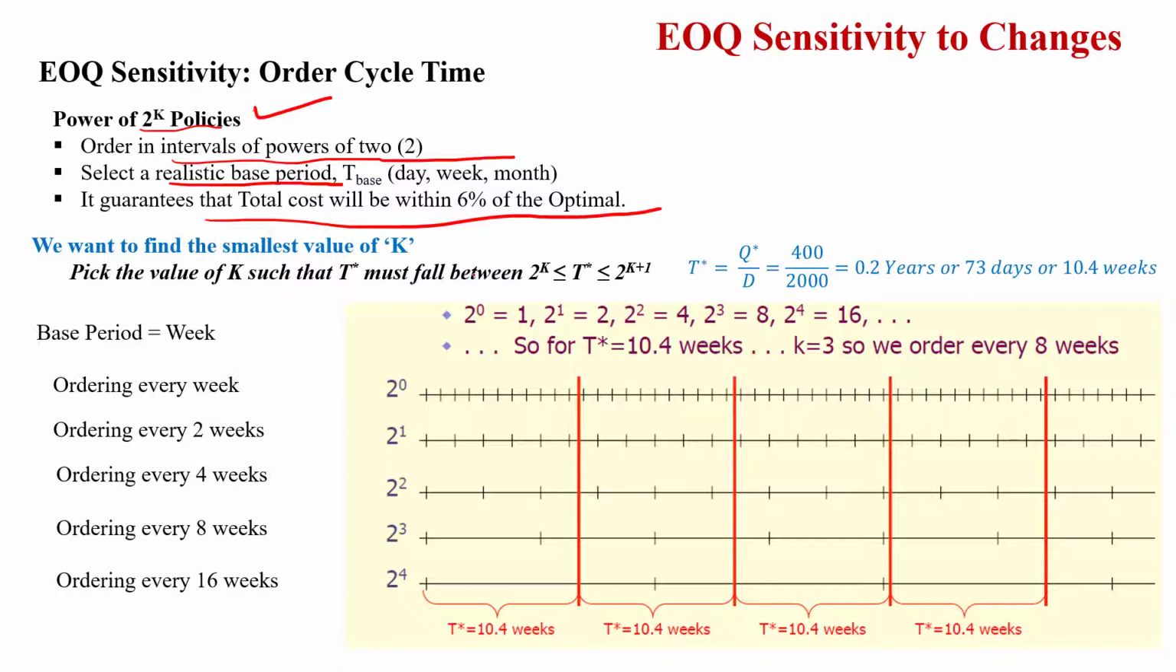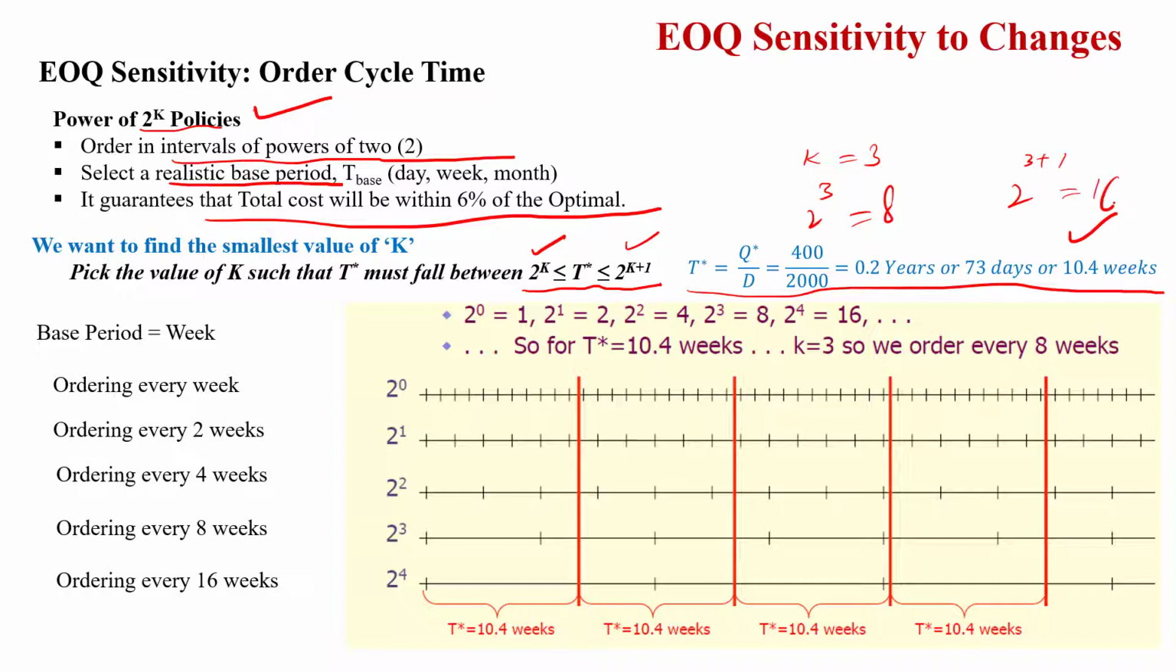So what's the interval? 2 power k is less than or equal to T star, which is less than or equal to 2 power k plus 1. So pick the k where T star lies in between. As we calculated using the previous data, T star is 10.4. If I use k equal to 3, 2 power 3 is 8, and 2 power 3 plus 1, which is 2 power 4, is 16. So 10.4 lies between 8 and 16.